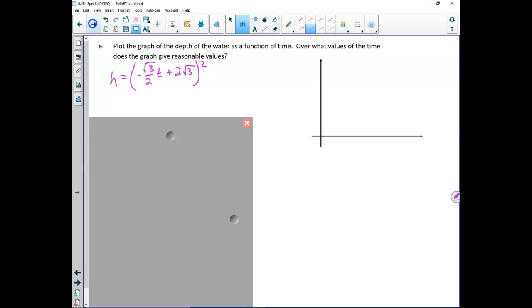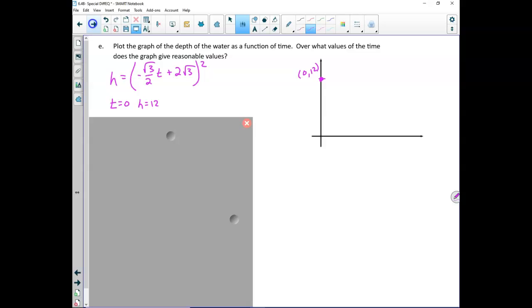Well, we know when t equals 0, our height equals 12, right? So we already know we're up here at (0, 12). And we do know if we poke a hole in the bottom of the can, sooner or later that can is going to be empty. So where are my zeros of this thing?